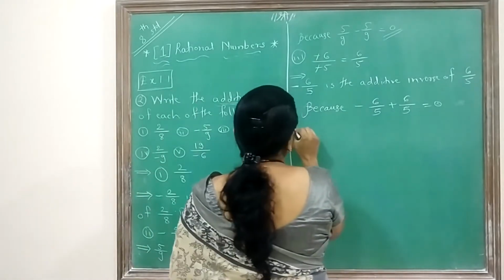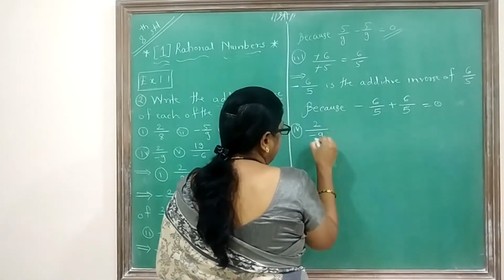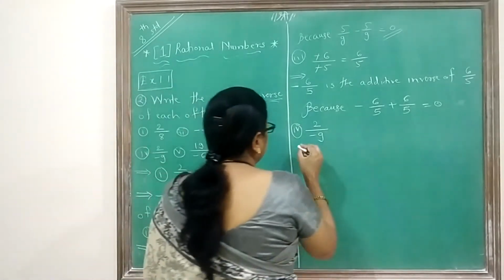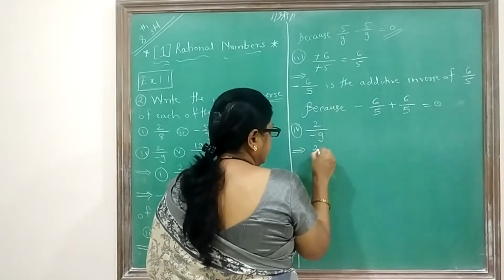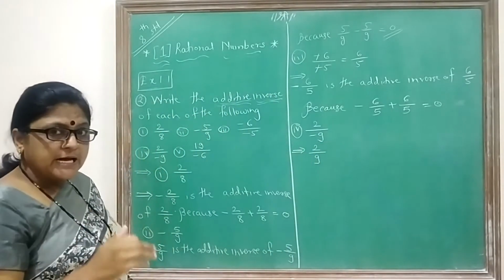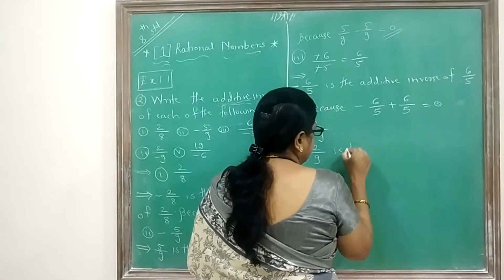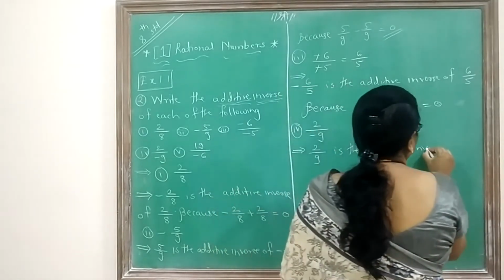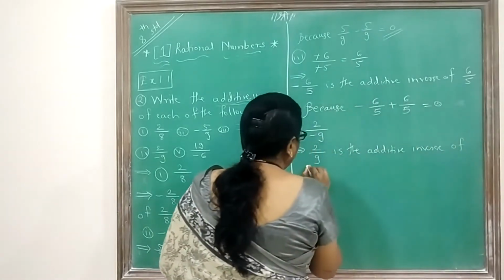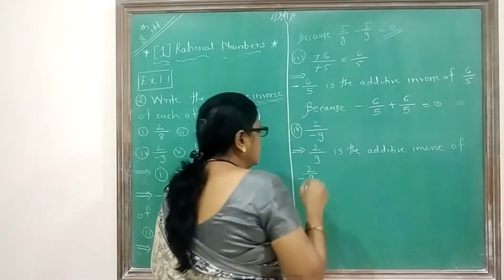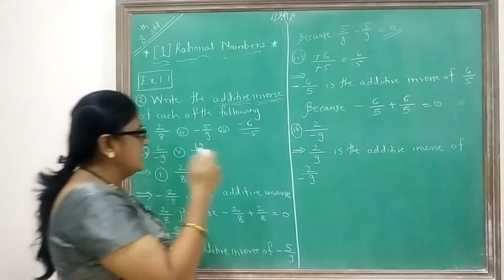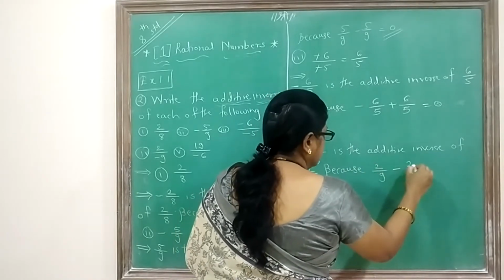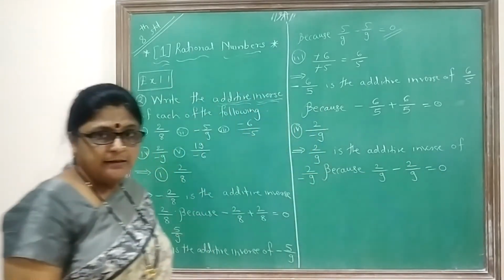Your next example is 2 divided by minus 9. Then you will put the opposite sign, then you will get the answer. Minus is present, then you will write plus, that is 2 by 9 is the additive inverse of 2 divided by minus 9, because 2 by 9 minus 2 by 9 are added, then you will get 0.